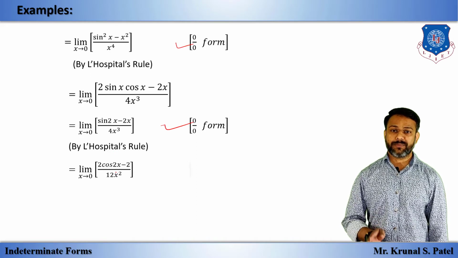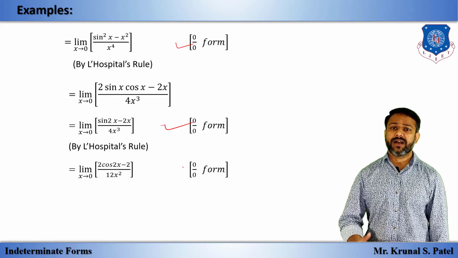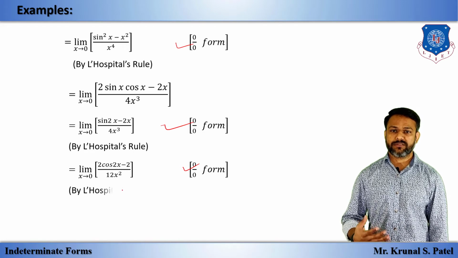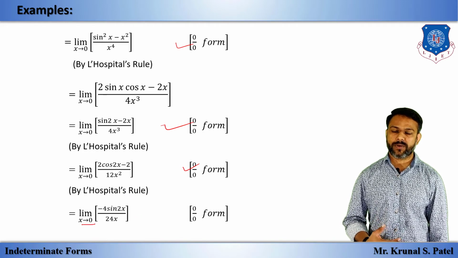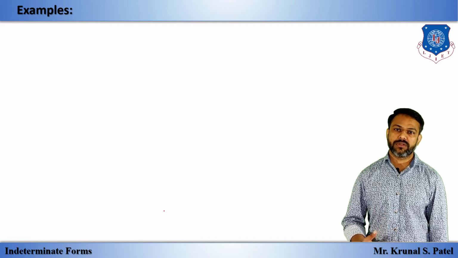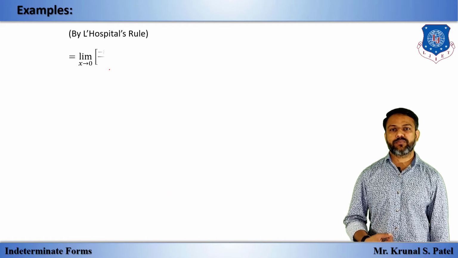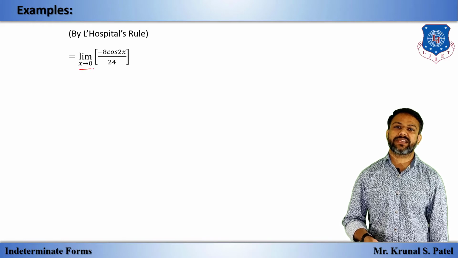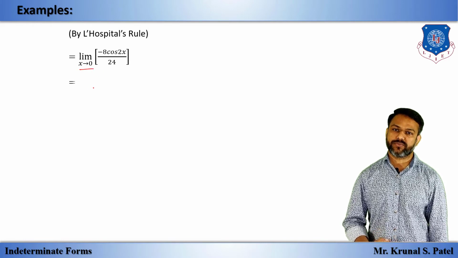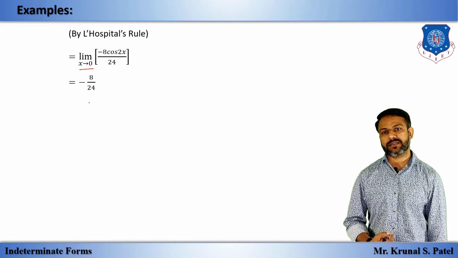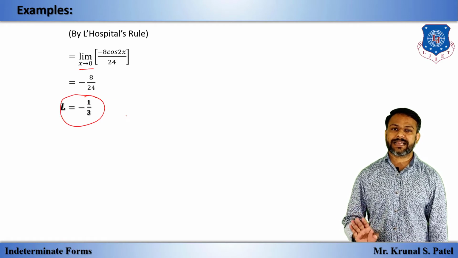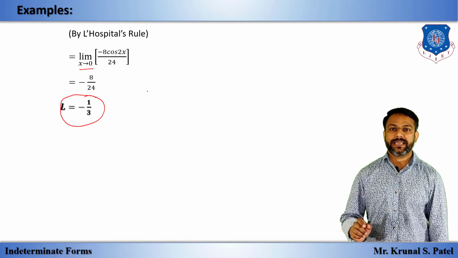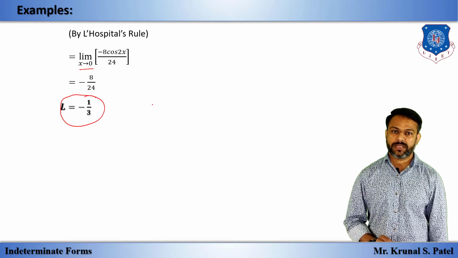If we apply the limit, we have 0 by 0 form. Again apply L'Hopital rule, we have this. Again if we put x equal to 0, we have 0 by 0 form. Again apply L'Hopital rule, we have this. And if we put x equal to 0, then finally we have the answer minus 8 by 24. By cancelling out, we have the answer minus 1 by 3. So these are the examples based on infinity minus infinity form.